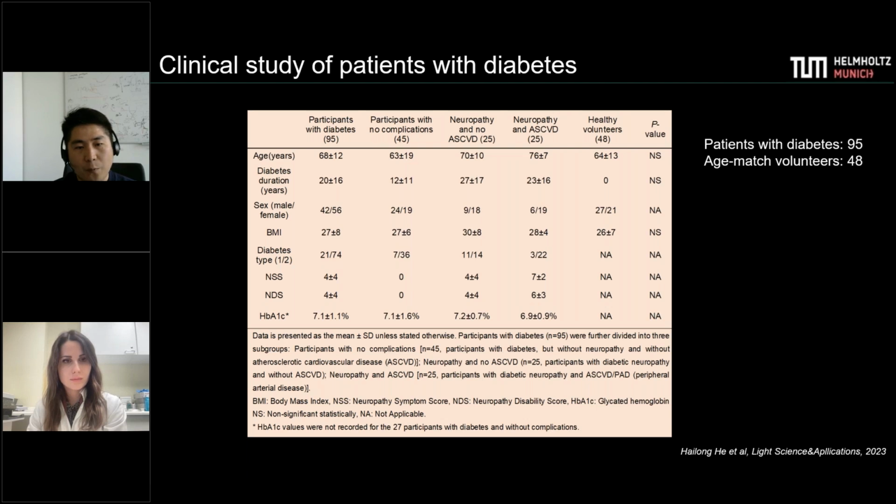All participants were split into 3 major groups based on the presence of the relevant complications, such as peripheral neuropathy and macrovascular atherosclerosis and peripheral artery disease. So we have group A, which consists of 45 patients without complications, neither neuropathy nor atherosclerosis. Group B included 25 participants with neuropathy, but without atherosclerosis. Group C consists of 25 participants with neuropathy and atherosclerosis and peripheral artery disease.